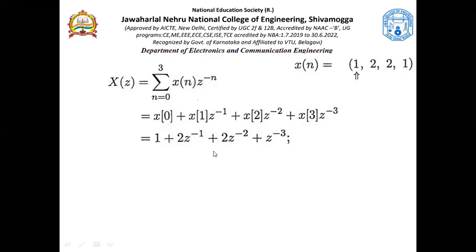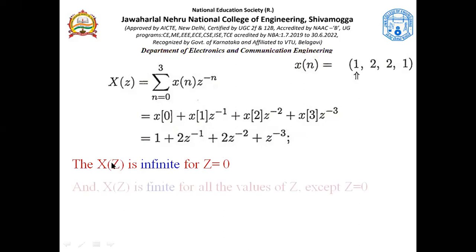So for what values of z would X of z be infinite? Since z's are in the denominator, you substitute z as 0. So z equal to 0 would make this X of z infinite. See here, if z is 0, X of z would be infinite. Except z equal to 0, all other values of z would make X of z finite. At z equal to 0, X of z would be infinite.